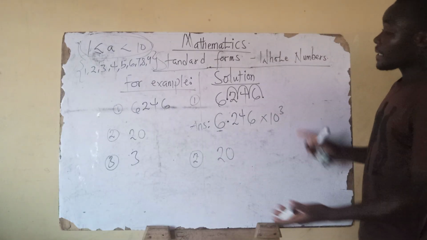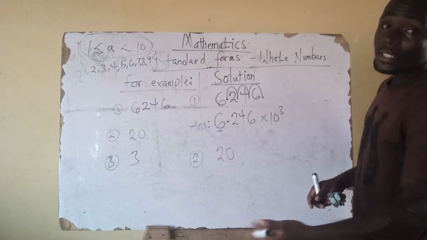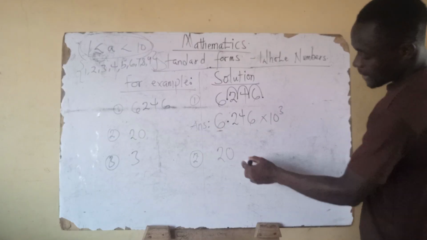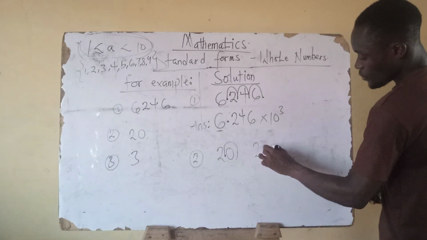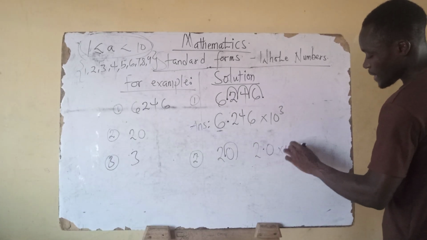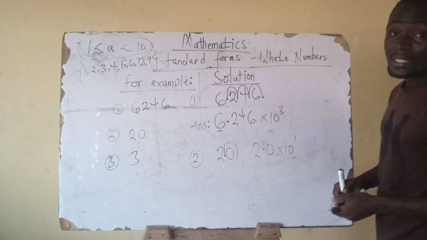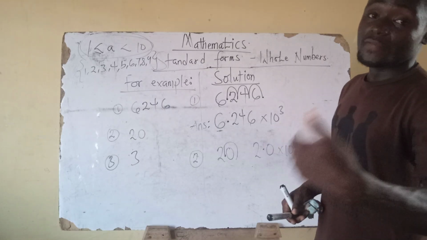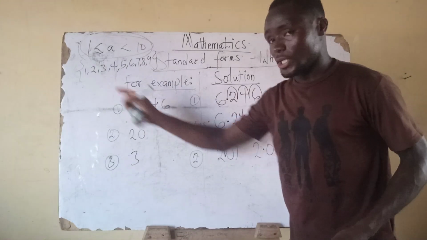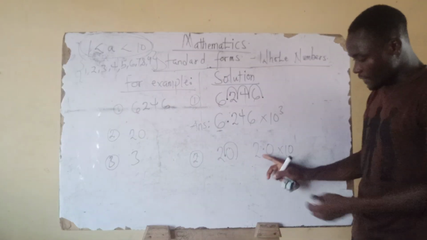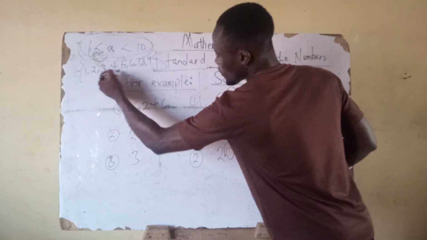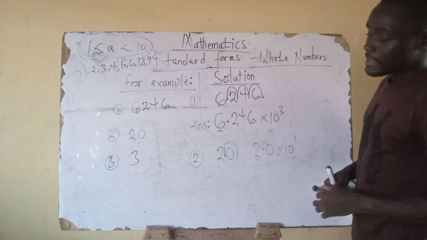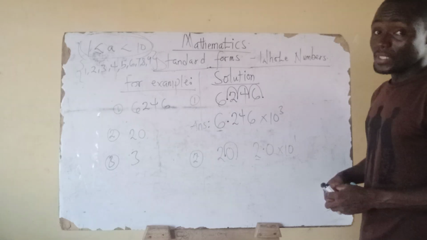That one too is a whole number. So we move the decimal point to the left hand side. So from here I move 1. And my answer becomes 2.0 multiplying 10 exponent 1. Remember we said that the number in front of the decimal point should fall within this range. So that number should be part of this. So when it happens like that, then it means that our answer becomes correct.